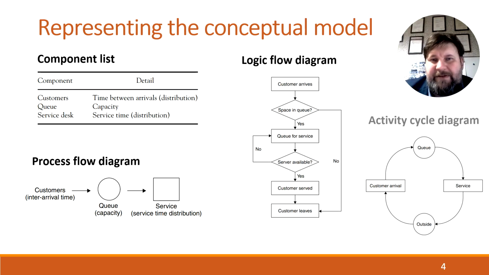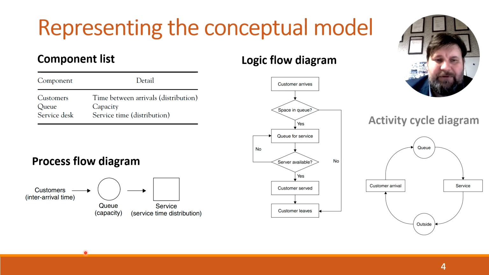There are different ways to represent the same conceptual model, depending on the purpose and the audience. We usually start with a component list. So, the purpose of a component list is to identify the key elements of the system and the parameters which are associated with the following items, such as customers, queues, service desks, along with arrival and service time distributions.